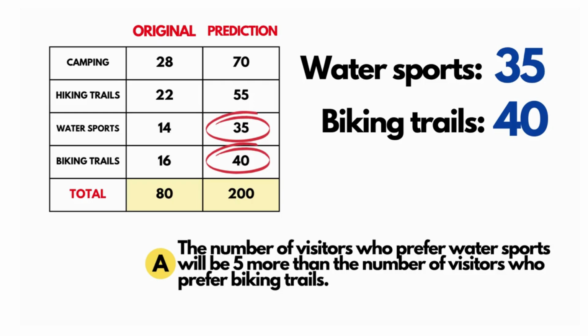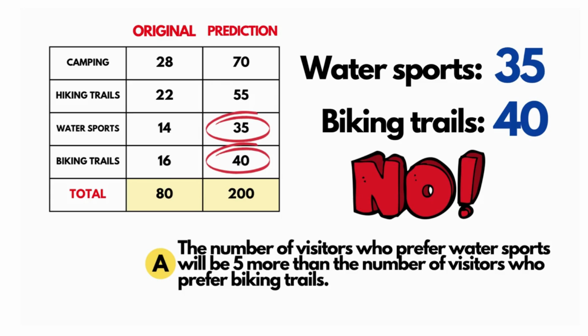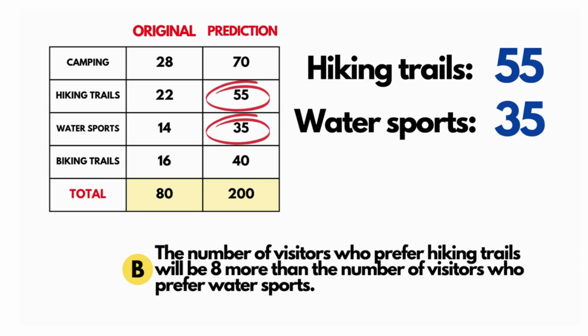Now we have to break down our answer choices, and we're going to go one at a time and slow down to make sure we get all this information. Answer choice A says the number of visitors who prefer water sports will be 5 more than the number of visitors who prefer biking trails. We have that highlighted in our table. Water sports is actually 5 less in this case, so that doesn't work. We're going to put a big no on that one. It's a difference of 5, but we have to read it carefully to make sure we understand what's going on. Let's go to B.